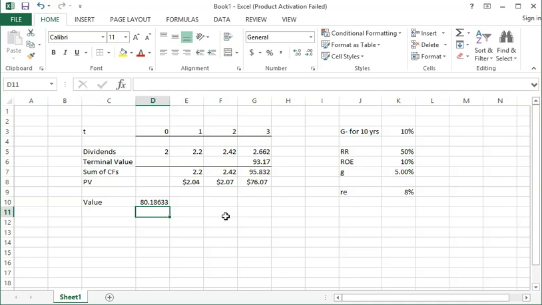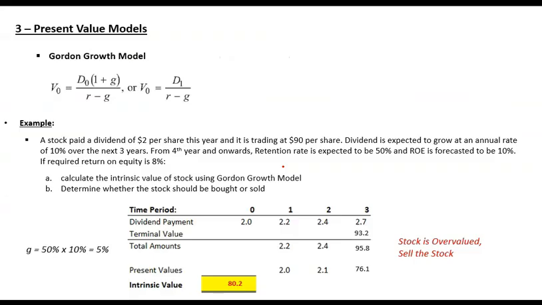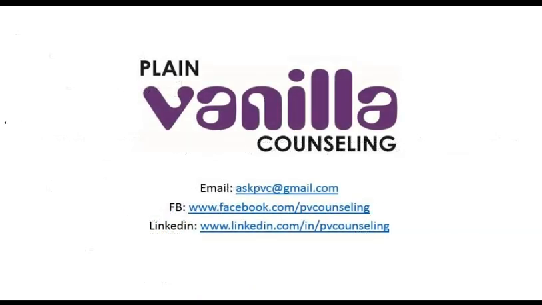Any problem so far? So 80.2 is your answer. This is how we do it, and then you compare it with the current price, which is $90. The current price is high, which means your value is low. Price is high, which means it is overvalued and you should sell.